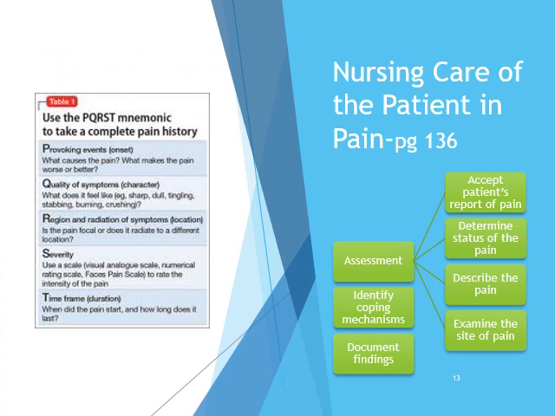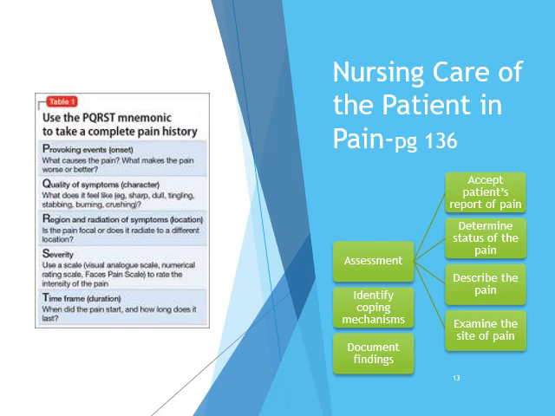So I'm giving you two examples of types of pain and how to do nursing care in pain, how to do our assessments, because it's really important. So the one on the right side here is the nursing care of the patient in pain. So we do our assessment. We have to assess the patient. We have to accept the patient's report of pain. Determine the status of the pain. Is there something there causing the pain that we can see?